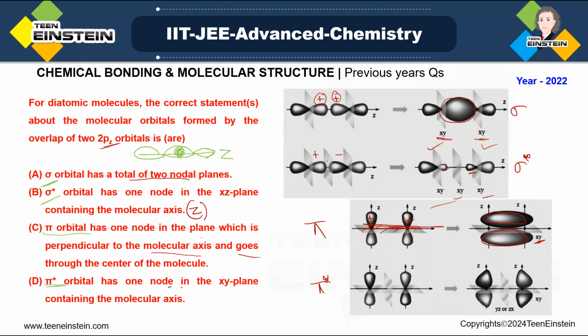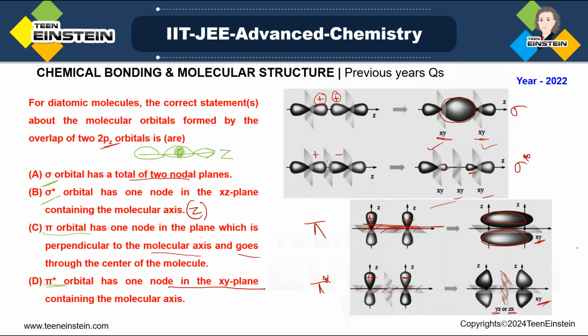Pi star orbital has one node in the xy plane. Look at the pi star. This node is already there even before the interaction. But now when there is interaction, it is opposite sign. So this is the new node that we will get. So two nodes you can see. One is already in the xy plane, which is perpendicular to the z-axis. And another node that will be either yz or zx.